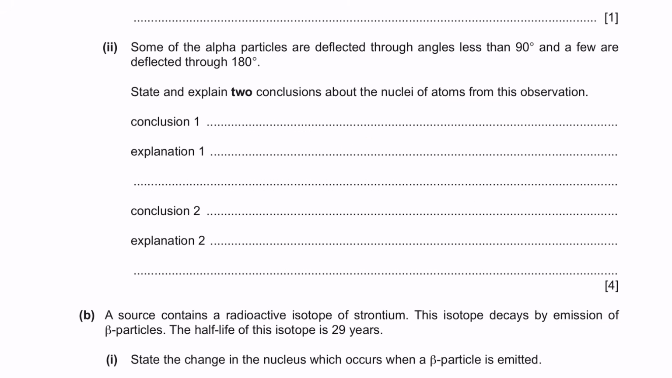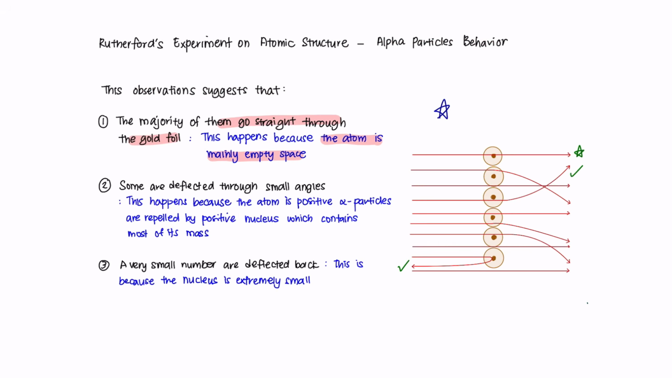Some of the alpha particles are deflected through angles less than 90 degrees and a few are deflected through 180 degrees. State and explain two conclusions about the nuclei of atoms from this observation. If it is deflected through a small angle, this is because the alpha particles are positive and they are repelled by the positive nucleus. And if some of them are deflected back, this is because the nucleus is extremely small.